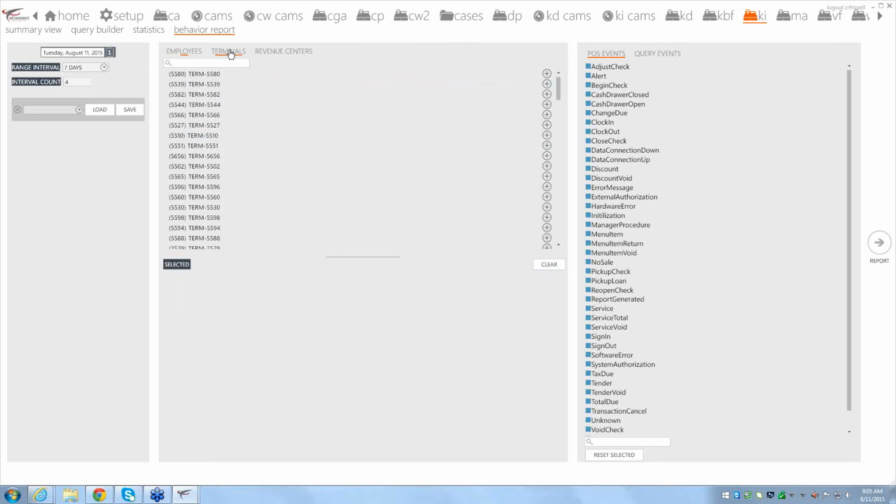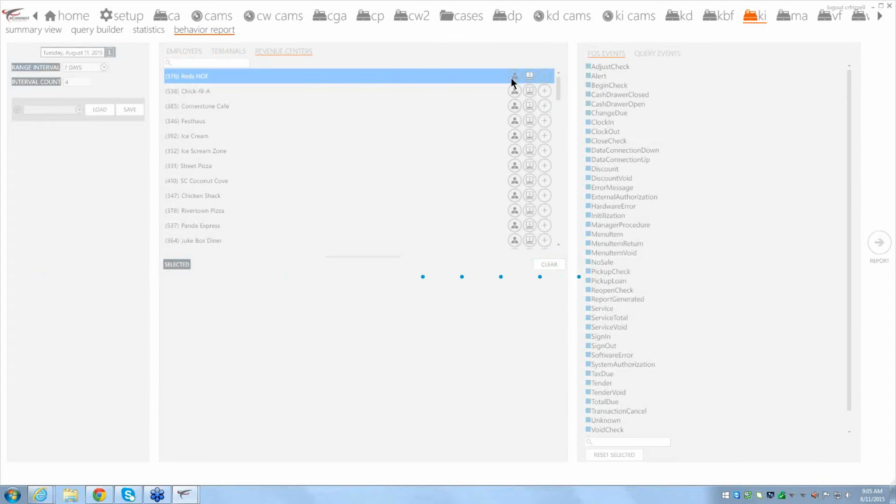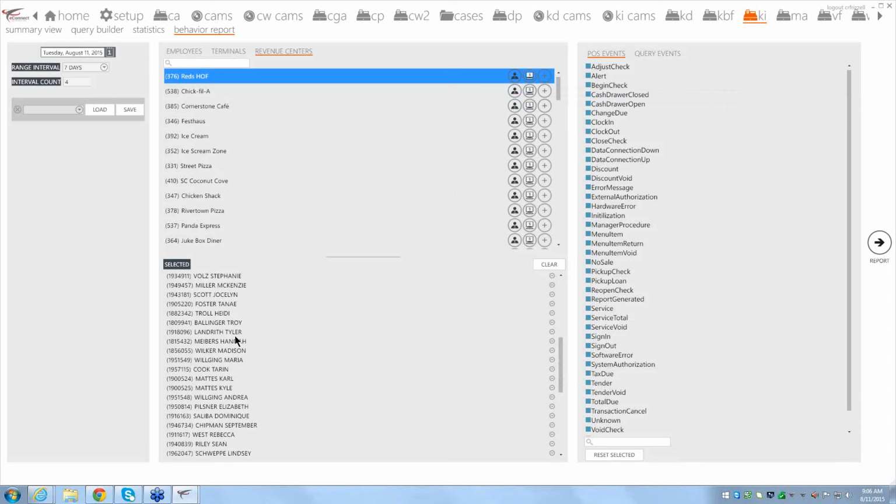Now, with terminals, it's the same deal. You can click on the specific terminal you want and add the terminals. Go ahead and clear those off again. Or we can make it really easy and just go right into revenue centers. So you want to compare all the employees at a specific revenue center. You see the people icon on the far right. That brings up all employees who have logged in at the registers in this specific revenue center over the past 28 days, whether they've logged in for one begin check or they're there every day. And again, if you know that somebody's only worked 1 day or they're a supervisor and you don't really need their behaviors to affect the behavior report, you can go ahead and remove them on the right side again.